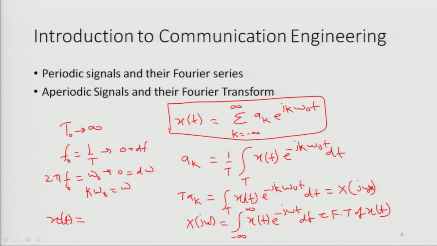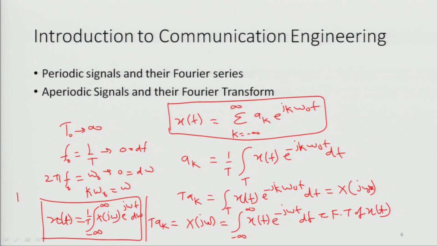x(t) equals, because the summation over k from minus infinity to plus infinity converts into an integration over omega, because omega is continuous now, from minus infinity to plus infinity of a k, because T a k equals X(j omega naught k), which is nothing but T a k. Then a k is nothing but X(j omega) upon T. So, 1 upon T, X(j omega) into e to the power j omega t, with respect to d omega. Then this equation represents the inverse Fourier transform, of X(j omega) in terms of X(j omega).